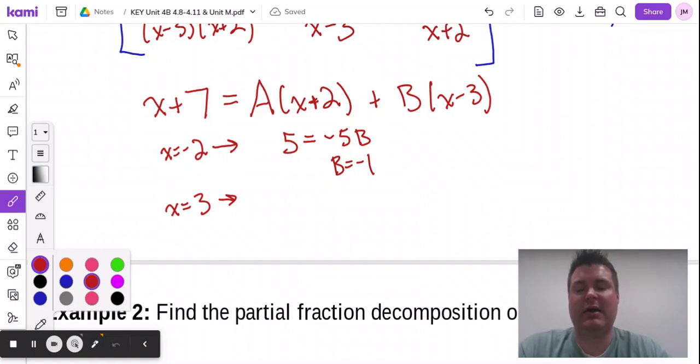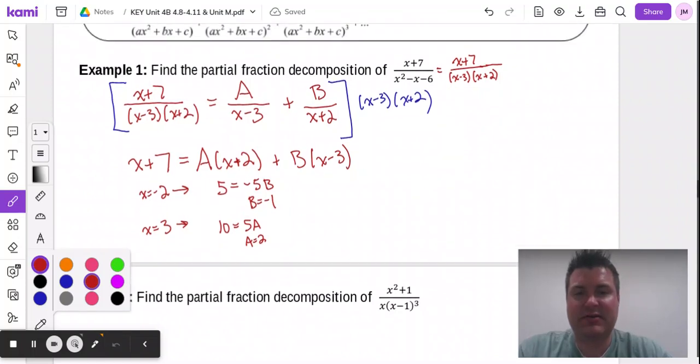It's going to take a couple more extra steps to get where you want to get to. So I'm going to get 10 equals 5a, and then the b term is gone. So I'm going to divide both sides by 5. I'm going to get a equals 2. So now I have my final answer.